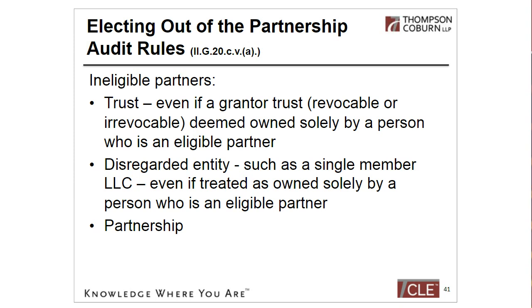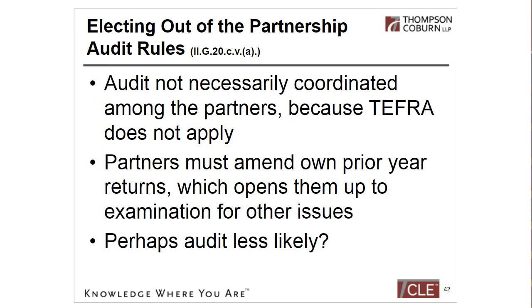Now, suppose you do successfully opt out of the partnership rules, what is the consequence there? Well, the audit is not necessarily coordinated among the partners, which, I don't know, it might be better to be coordinated among the partners. But the key thing is the partners must amend their own prior year returns. So I have seen a situation before these partnership audit rules even came into existence where the partner had to amend his return to show a relatively small amount of income. That taxpayer had losses from other business operations, which were much, much greater than the amount of this adjustment. The adjustment was a small amount of income to include, and they had these huge losses.